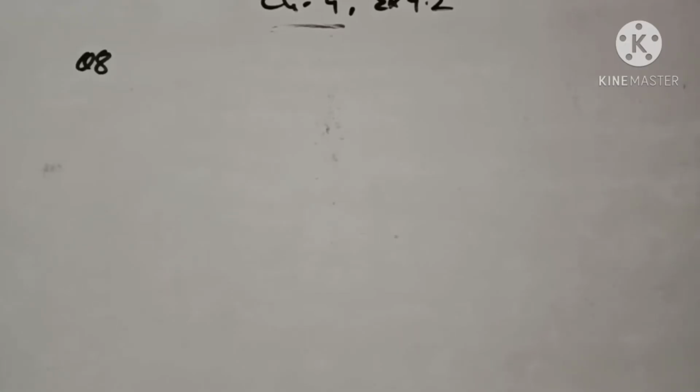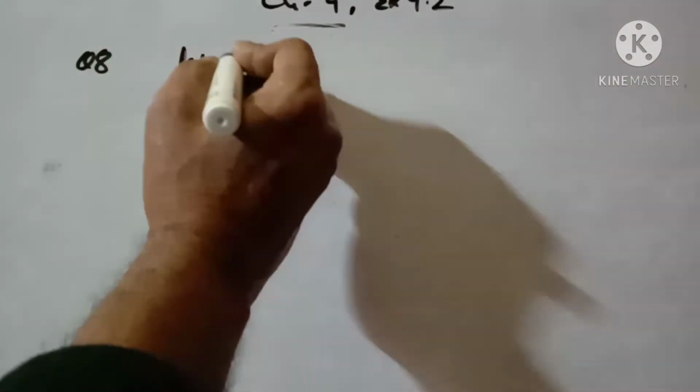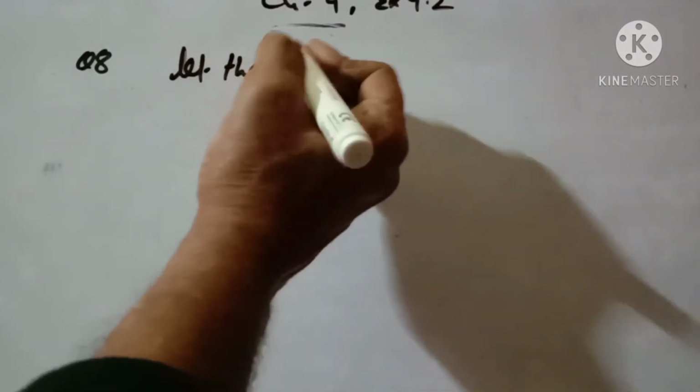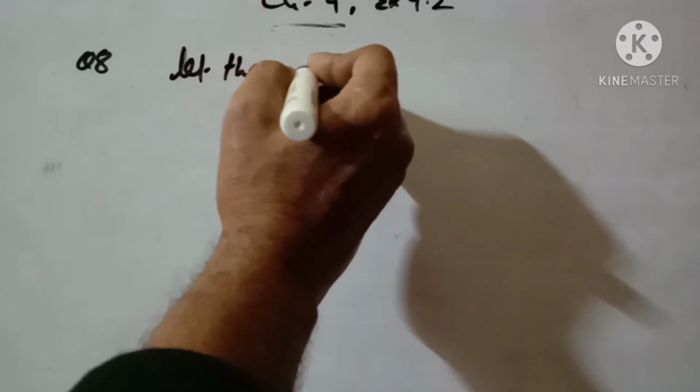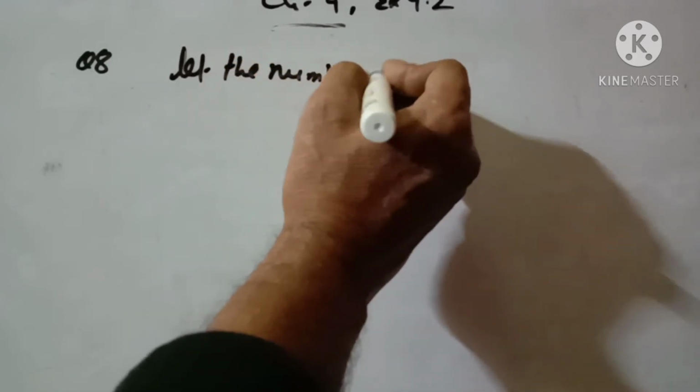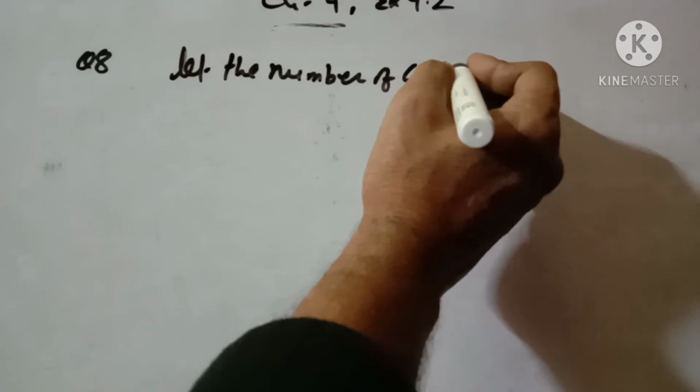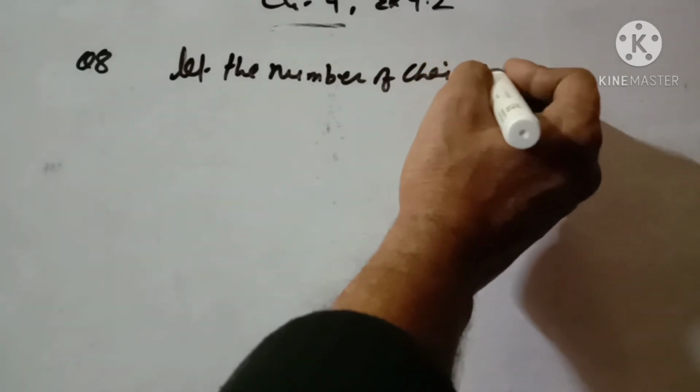Question number 8: a chair costs rupees 250, a table costs rupees 400. If a housewife purchased a certain number of chairs and 2 tables for rupees 2800, find the number of chairs she purchased. So here let the number of chairs be x.